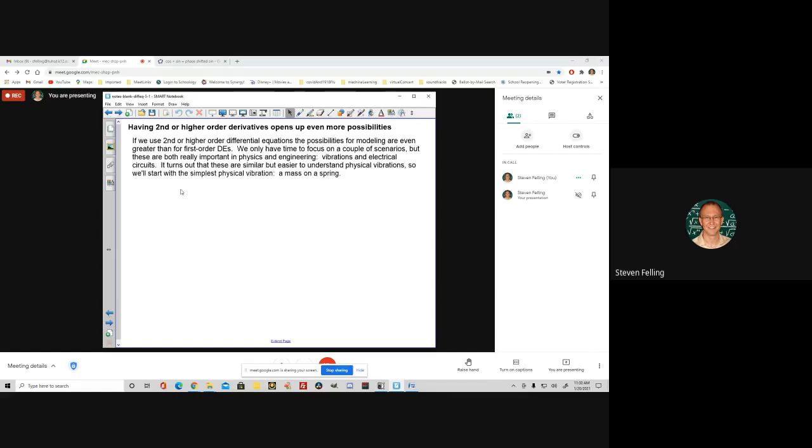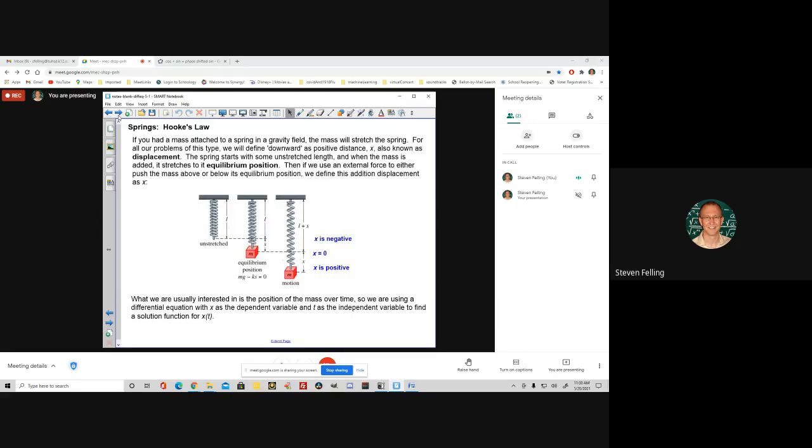All right, so we're going to start with the simplest physical vibration system we can, which is a mass hanging on a spring in a gravity field. First of all, springs are subject to something called Hooke's law. That just means that if you deflect a spring, as long as you stay within the non-deformation region where you don't permanently deform it, the spring will exert a force that's directly proportional to the amount that it's being stretched. That's called Hooke's law.